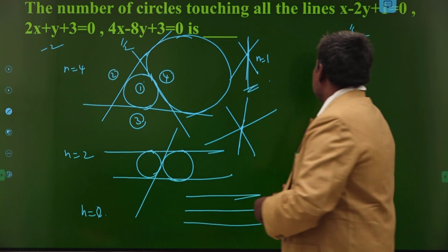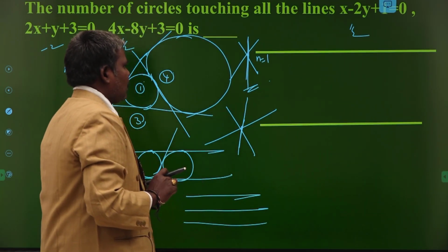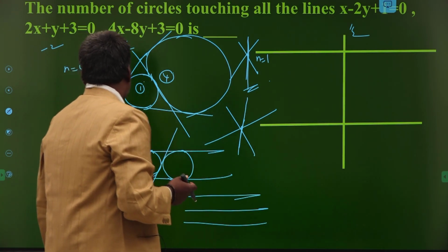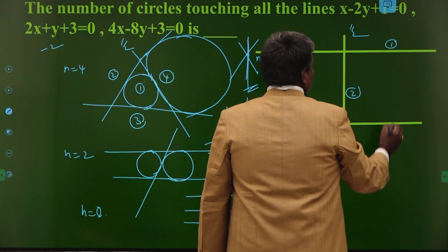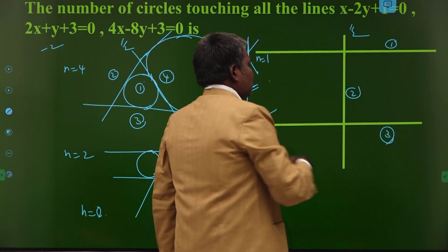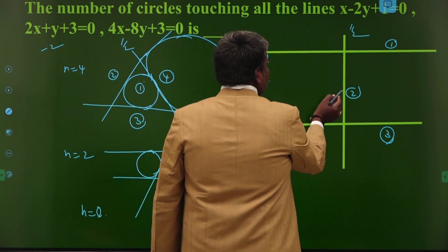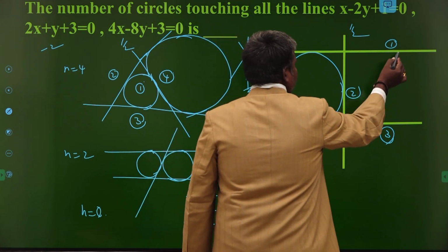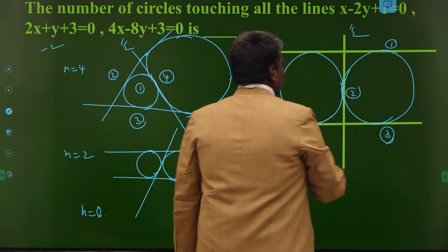So, the figure is like this. This is the first line, this is the third line, and the second line is like this, 2x plus y plus 3 equal to 0. This is the second line, first line and third line. This is the figure. How many circles can you draw? The number of circles is 2 only, because this is the first circle, this is the second circle. Am I correct or not?